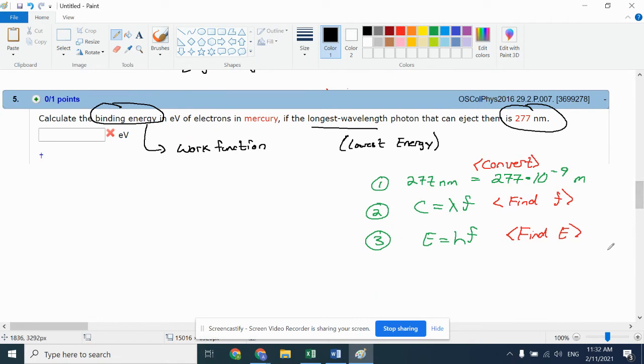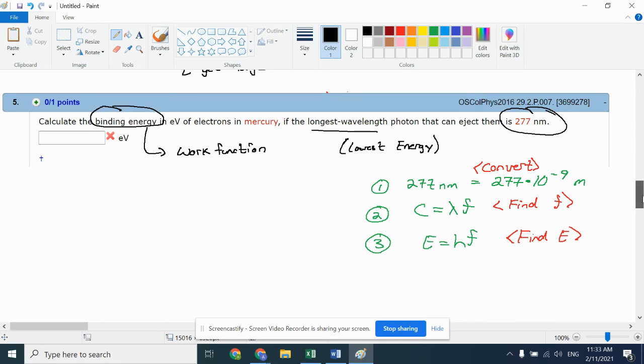Question 5, similar idea, binding energy of mercury. So that's looking for the work function. Longest wavelength, that's the lowest energy. This time, you're given the wavelength and you're asked to find the energy. So you're actually going backwards from what you did in question 4. 277 nanometers, convert it to meters, find the frequency using the speed equation, find the energy using E equals hf. You're literally going backwards from what you did in question 4.